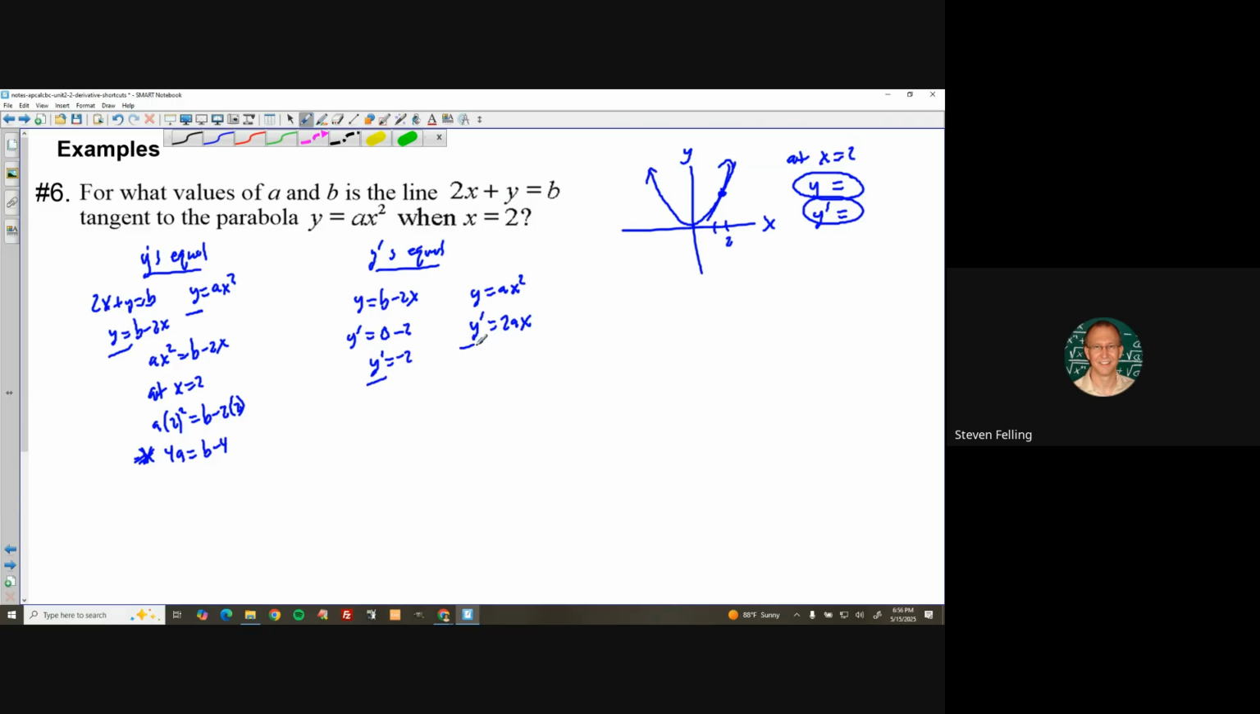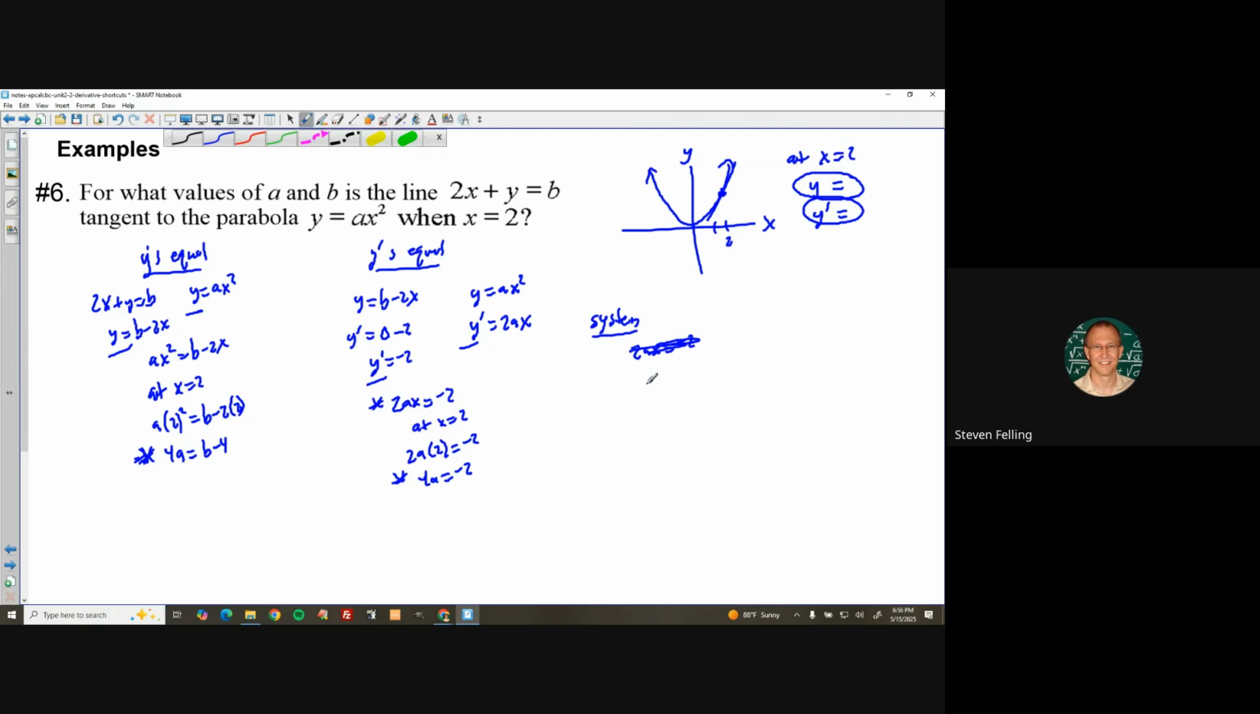And if these two y primes have to be equal, that means 2a times x has to equal negative 2. And that gives me a second equation, which means I have a system of equations now. 2ax must be negative 2. Well, I could even go further than that, actually, before I write this. This has to all be true at x equals 2. So that means if I plug a 2 in here, 2a times 2 has to equal negative 2, or 4a has to equal negative 2. And that's my second equation.